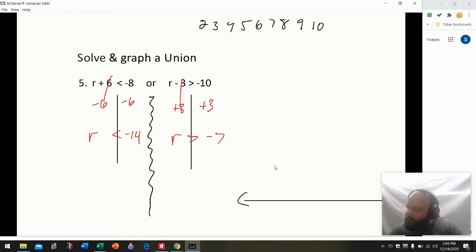So there's our line. And we have negative 14, 13, 12, 11, 10, 9, 8, 7, 6. Negative 6, negative 7.